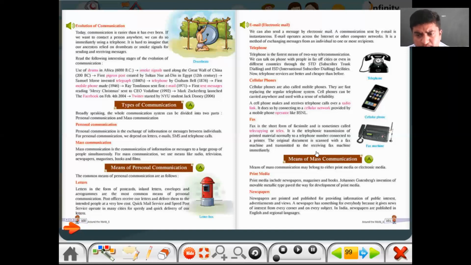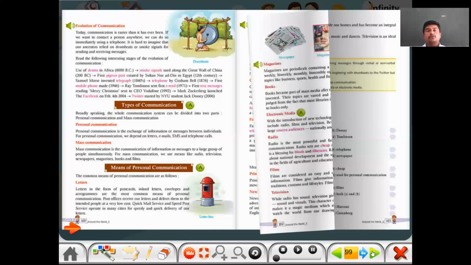That's why newspaper has something for everybody, because it gives news of interest from every corner of this country. Am I right? We come to know about each and every corner of this country, about the information, because of newspaper. Newspapers are published in English and regional languages. Kannada is our mother tongue. Am I right? Usually the newspapers are printed in the regional languages. In what? Regional languages. Am I right, children? So this is all about the newspaper.